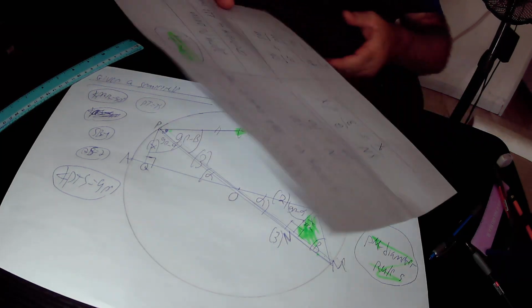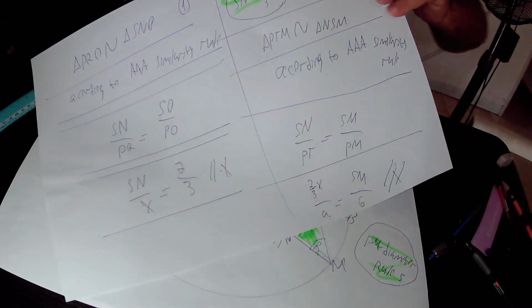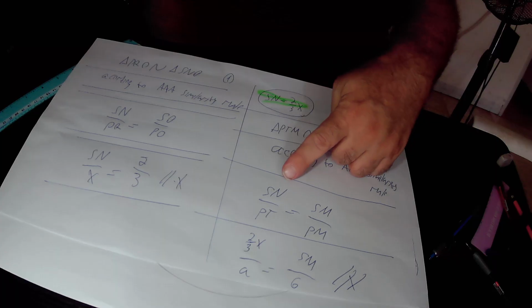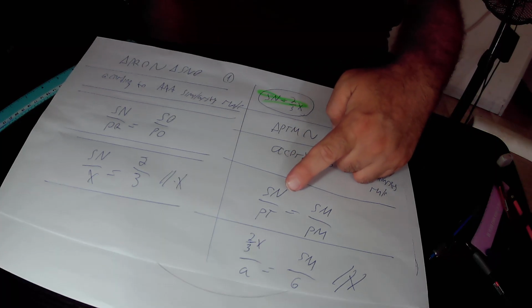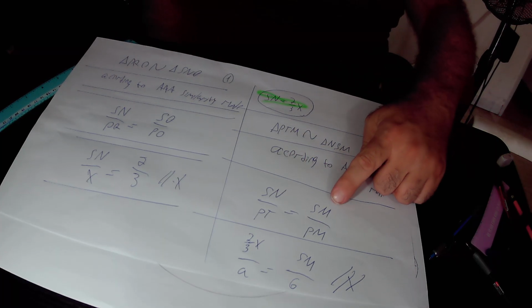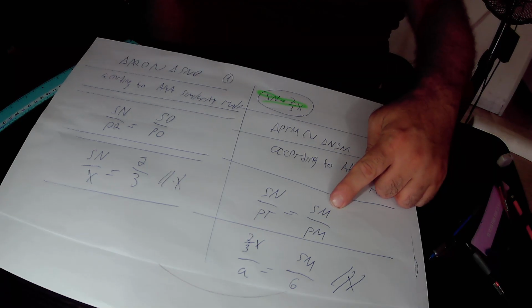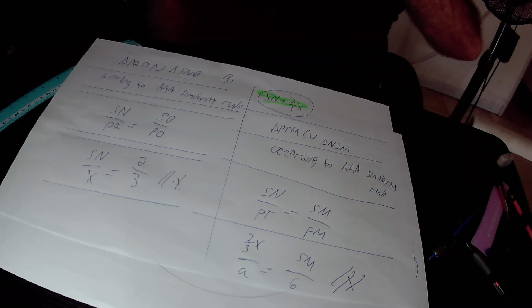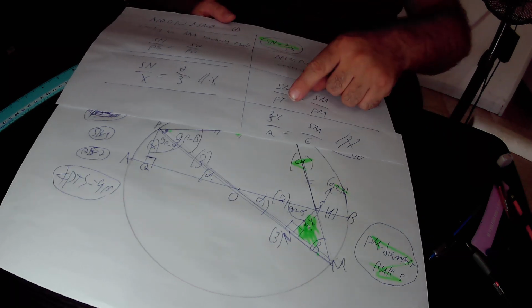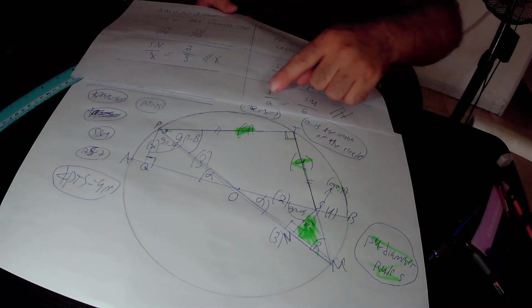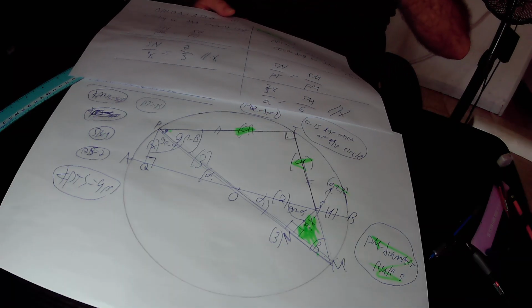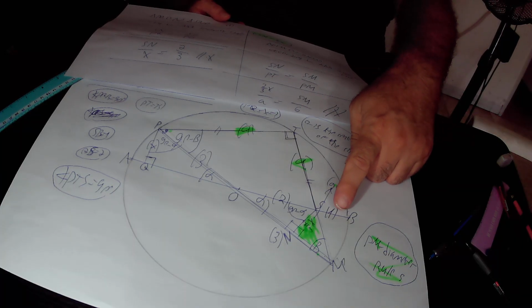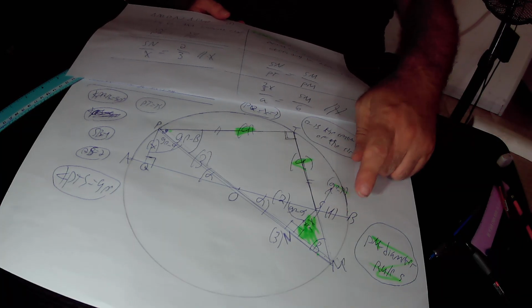We will derive that side SN of the small green triangle NSM over side PT of the big right triangle PTM is equal to side SM of the small right green triangle NSM over side PM of the big right triangle PTM. We already found out that SN equals 2/3 X over PT. PT is A according to our definition, and it is equal to MS. MS is the missing side, so we leave it as it is.